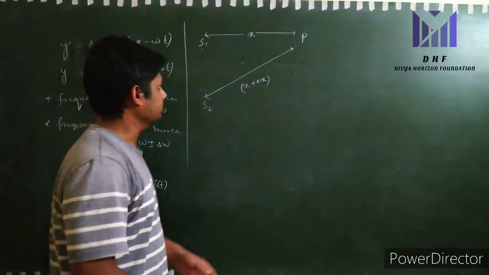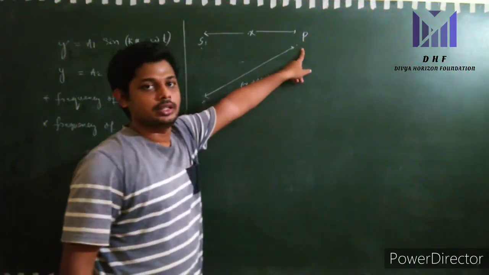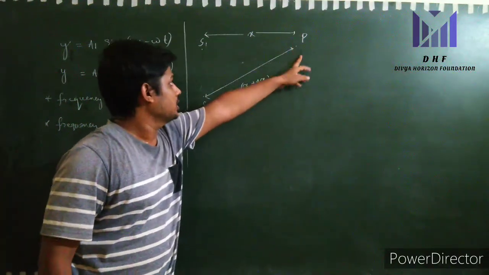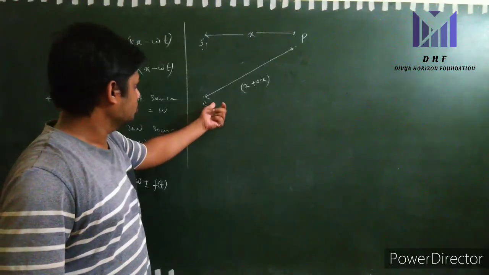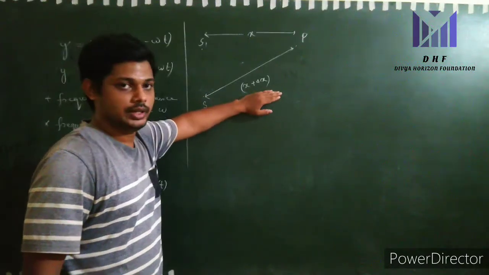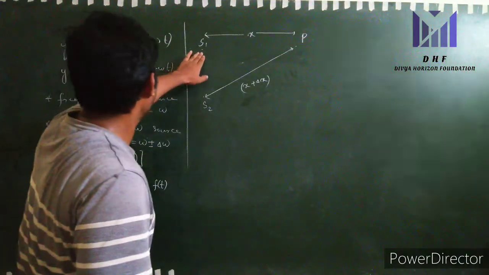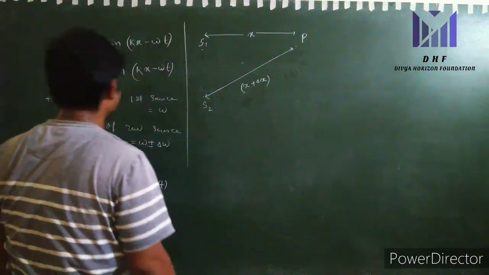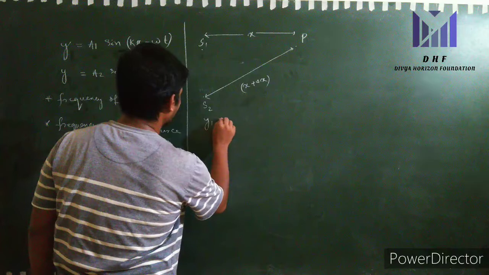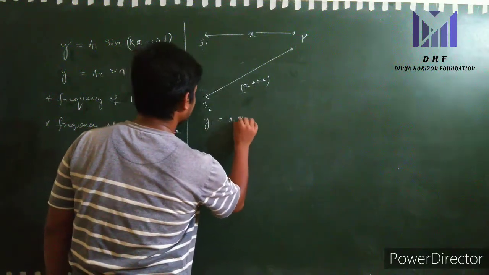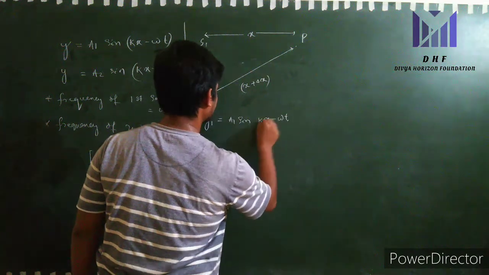Here the condition is the same. The point P where we wish to get the interference pattern is situated at a distance x from source S1 and from source S2 at a distance x plus del s. In the case of source 1, the particle will be displaced by this much distance at time t. Y1 is equal to A1 sin(kx minus omega t).